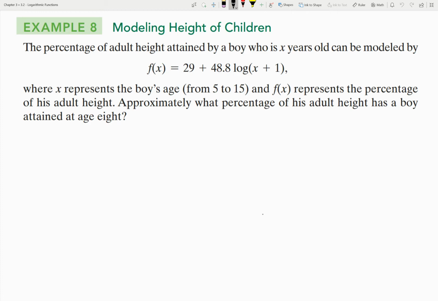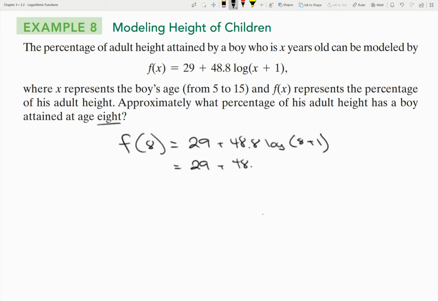How much of his adult height will he get by age 8? So basically, we're doing f of 8. This is 29 plus 48.8 times the log. You don't see a base. That is a base of 10. And we just plug in 8 to our function. Logarithms act like the inside of parentheses, so you're going to have to do that first. So the first thing I want to do is the log of 9. So that's 29 plus 48.8 times the log of 9, inside the parentheses first.